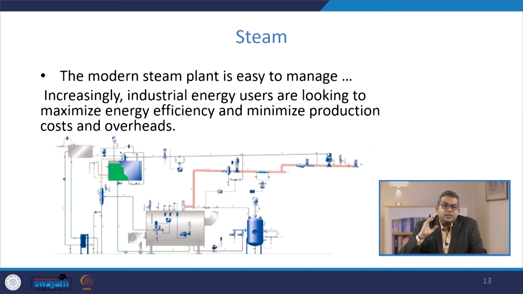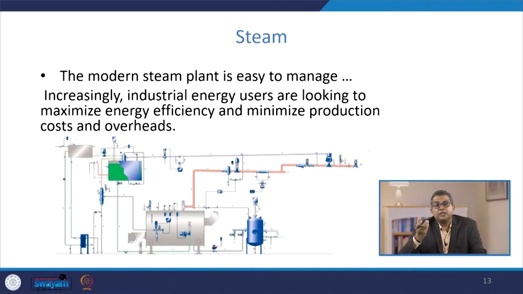So all these things make a complete modern steam plant. Now, this modern steam plant, because of this direct mathematical correlation, which is easily established, and apart from this, all the properties of steam we know. Increasingly, industrial energy users are always looking for maximization of energy efficiency and minimization of product cost and overheads. That is why they are intent on recovering the condensate being formed in due course of time. We will discuss this condensate recovery aspect in due course.